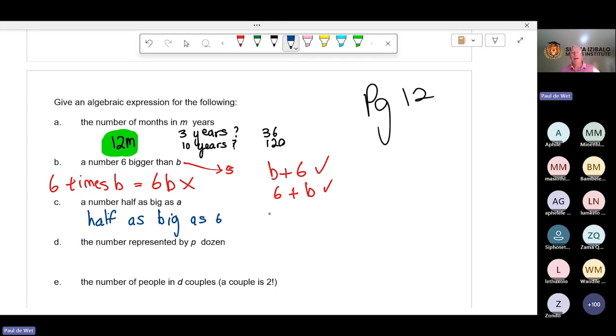Nomfundo is saying A divided by 2. All right. A divided by 2, guys. Not 2 divided by A. Okay. 2 divided by A means something different. A divided by 2. Okay.